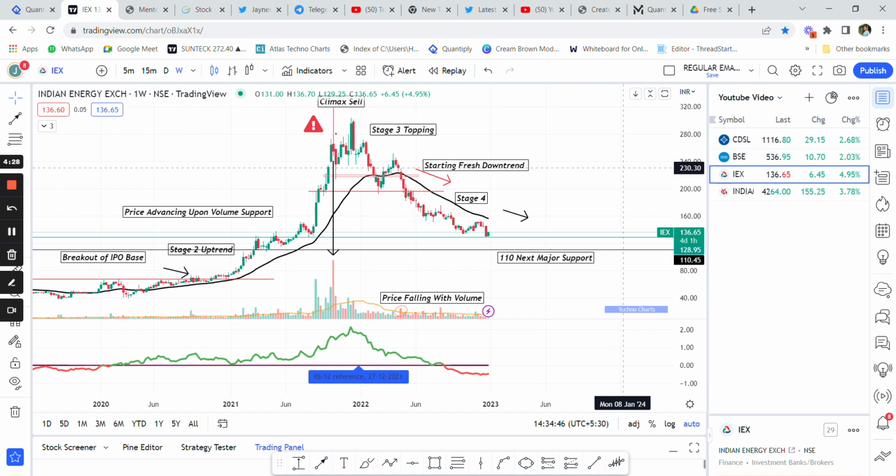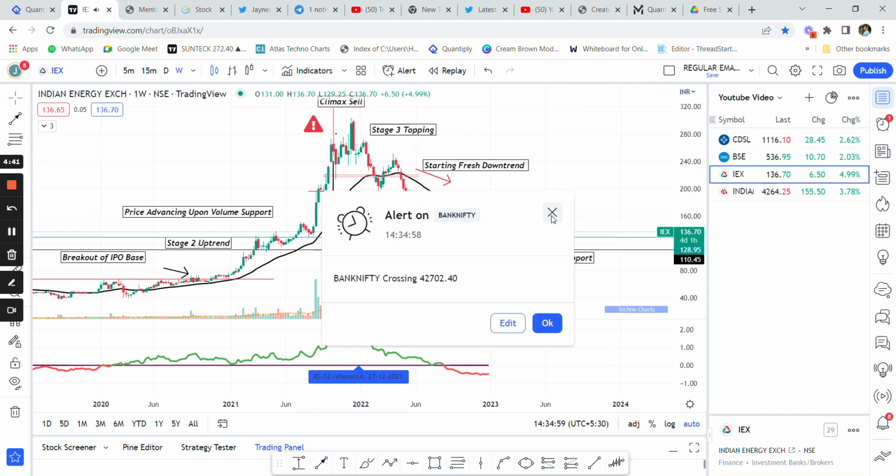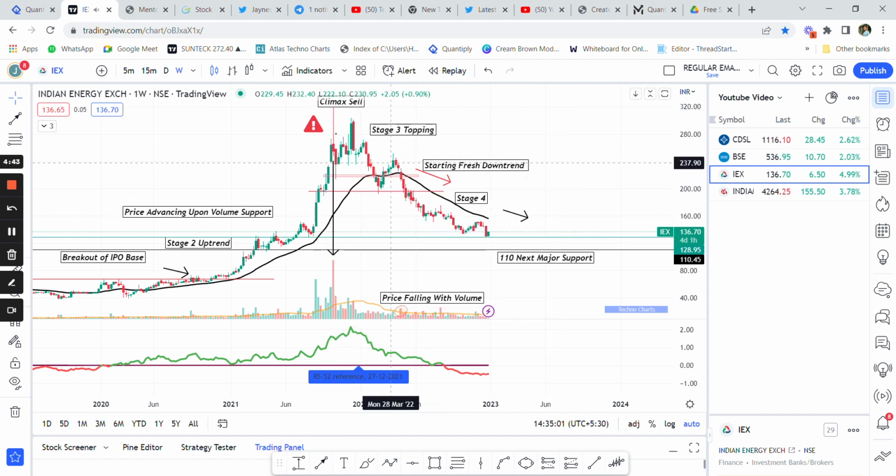Now, the next stock that I'm going to talk about is IEX. We have talked about this stock a lot of times on our YouTube channel as well. And my view is still the same. The relative strength is negative. We see the climax selling at the top of the trend, and the stock is in a stage 4 downtrend. The 110 rupees could be the next major support where we could see some kind of accumulation here, right?